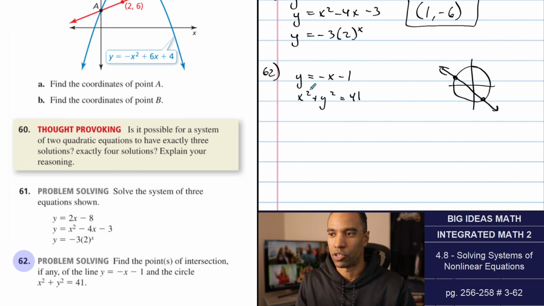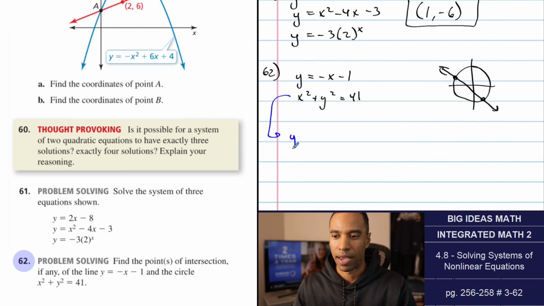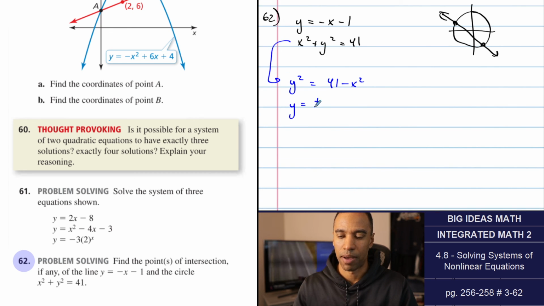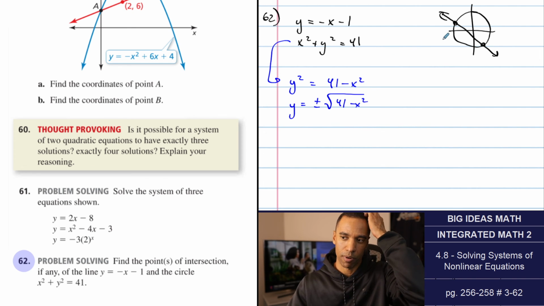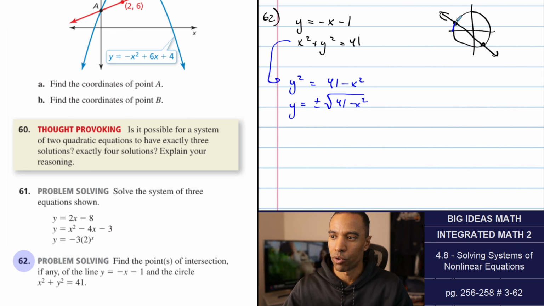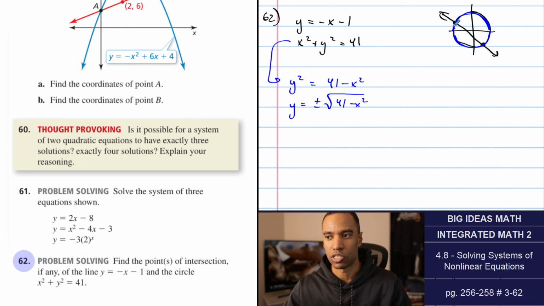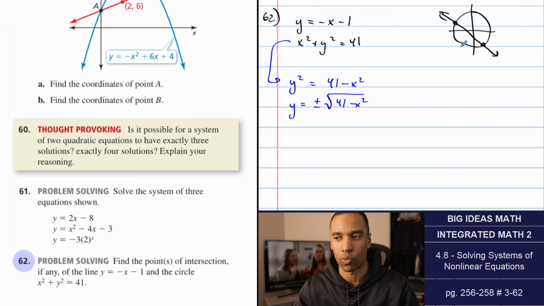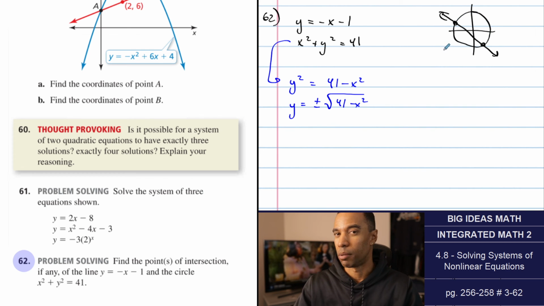So here's what I'm going to do. I'm going to take the circle equation and get y by itself. y squared equals 41 minus x squared. Take the square root of both sides. You get y is plus or minus the square root of 41 minus x squared. Now, this reveals 2 different parts. Positive root 41 minus x squared is the top half. Negative root 41 minus x squared is the bottom half. So as you can see, the top half will intersect once, the bottom half will intersect once, if my concept of how this graph will work is on point.